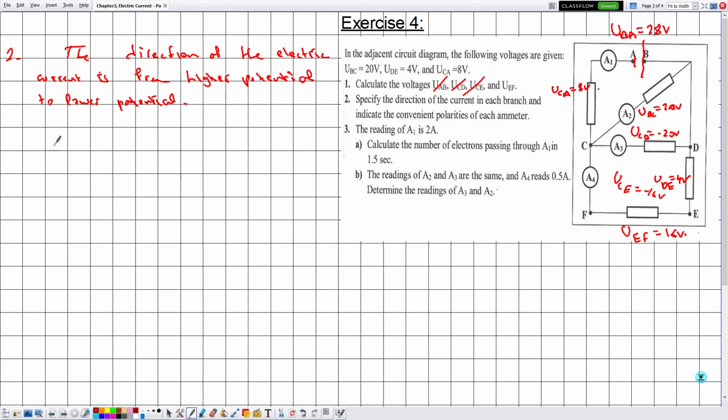And now let me start with the branch BC. Notice that UBC is equal to 20 volts, which means it's positive. So VB minus VC is equal to a positive number, which means that VB is greater than VC. Then from B to C, the direction of the current.